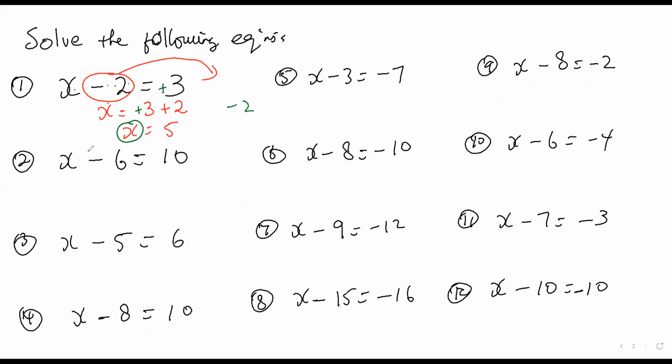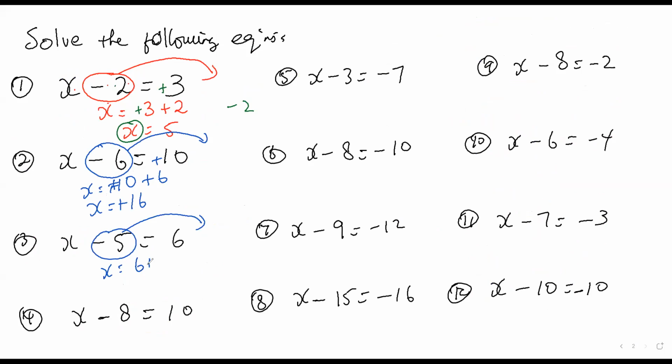So number 2 here, right? 6 is being subtracted here. So we add it on the other side. We want to add it on the other side, right? So x equals 10 plus 6, right? If 10 is positive, that remains the same. So this is 16, right? Or positive 16, same thing.